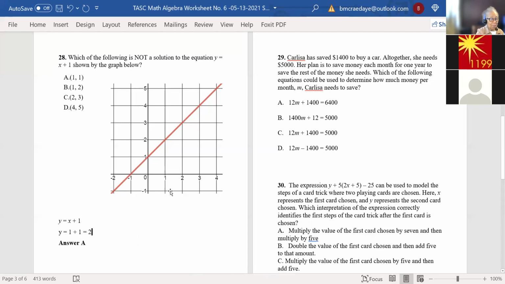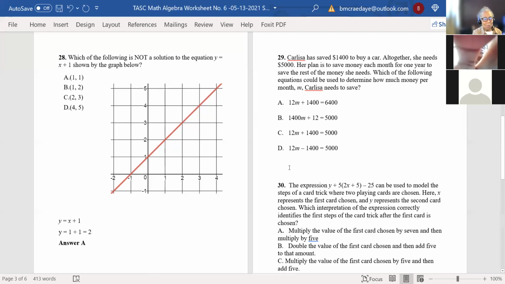Which is easier, which is quicker, you save time. That's right. You could just go to the graph and look at x is 1 right here, go up to the red line and over to the left, and y is 2. So when x is 1, y is 2. So x cannot be 1 and y 1. So that's the one that's not a solution. Okay, very good. Okay, let's look at 29.